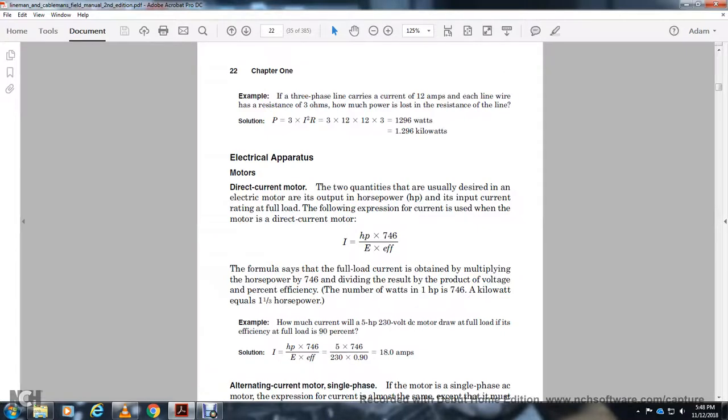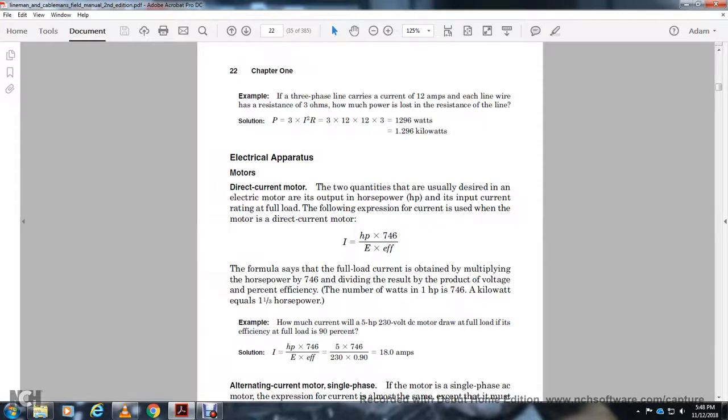Electrical apparatuses. Alright. Motors. Direct current motor. The two quantities usually desired with an electrical motor are the output horsepower and the full load current. Direct current: the amperes are equal to the horsepower times 746, over the voltage times the efficiency. The full load current is obtained by multiplying horsepower by 746 and dividing by the voltage times efficiency. The number of watts in 1 horsepower is 746.